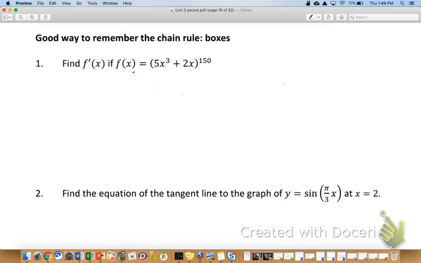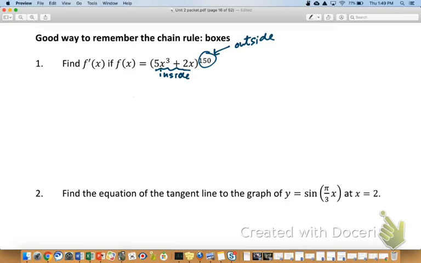With the chain rule, you want to identify the big outside box. And isn't the big outside box, Carter's right, isn't that the 150th power? The way I'm going to put it is, the big box is something to the 150th, because I don't know what's inside the box yet, right? It's something to the 150th. And then the little inside box is right in there, inside the parentheses, 5x cubed plus 2x.